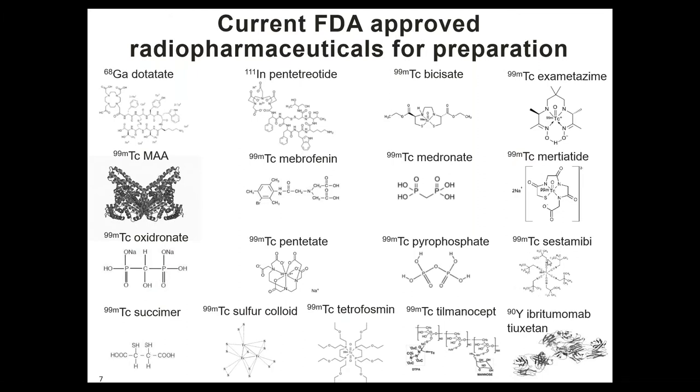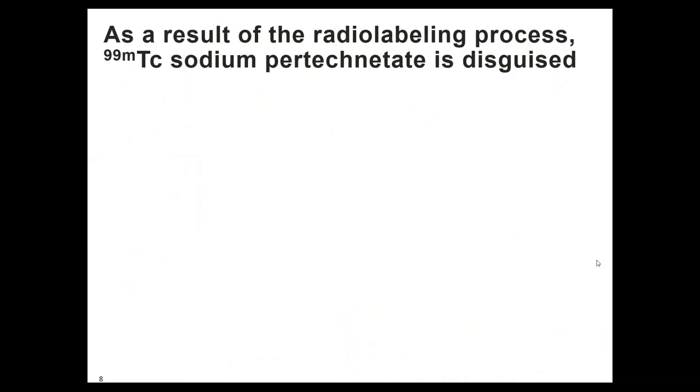Here's sestamibi in the bottom right-hand corner. This looks like a snowflake, but it's actually an isonitrile group. It's a nitroglycerin derivative. And of course, we know that nitroglycerin is the factor that delivers this to the myocardial tissue for myocardial perfusion imaging. So each of these molecules has a structure, a chemistry, a size. MAA is purely by size. Sulfur colloid is purely by size that localizes it in a different part of the body.